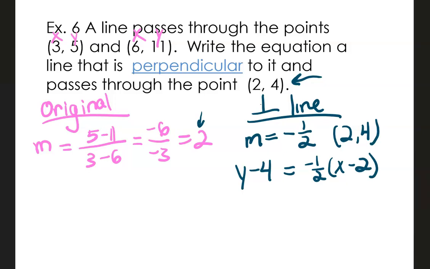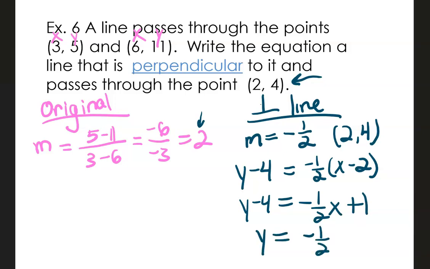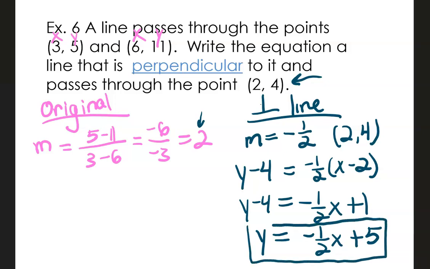And then from there we just simplify this equation and solve for y. So we get y minus 4, distribute that -1/2, and -1/2 x plus 1, then add 4 to both sides, and we get a final answer, y equals -1/2 x plus 5. And that's it. So there is our equation that is perpendicular to a line that goes through those 2 points, and it also goes through that point 2, 4.